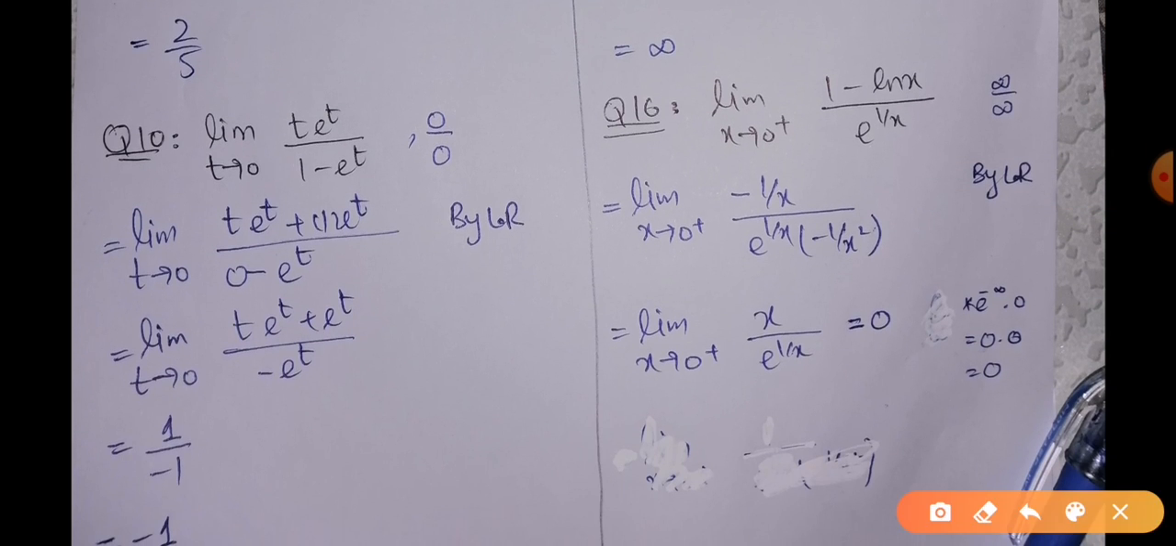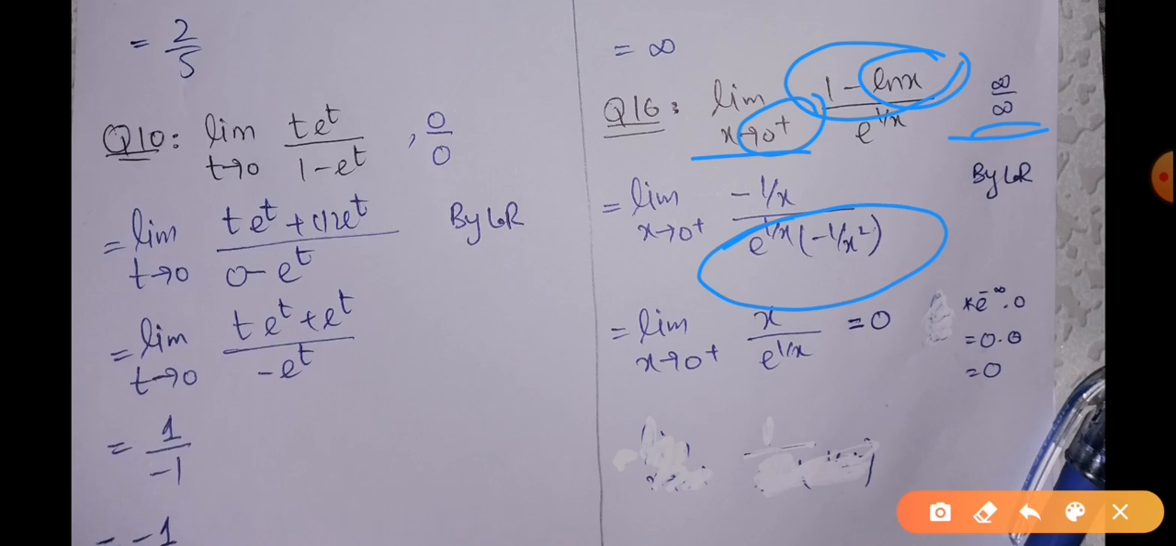Then we have question number 16. Limit as x approaches 0 from the right hand side, 1 minus ln of x over e raised to the power 1 over x, and we get infinity by infinity form. Here this 0 from the right hand side is used because of ln of x, because the domain of ln of x is the open interval 0 to infinity. That's why we use this. So we get infinity by infinity. We apply L'Hopital's rule, derivative of numerator and derivative of denominator, and we get the answer 0.